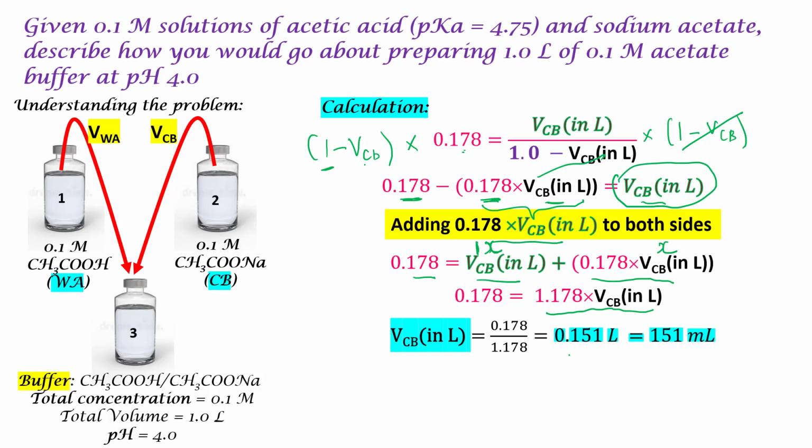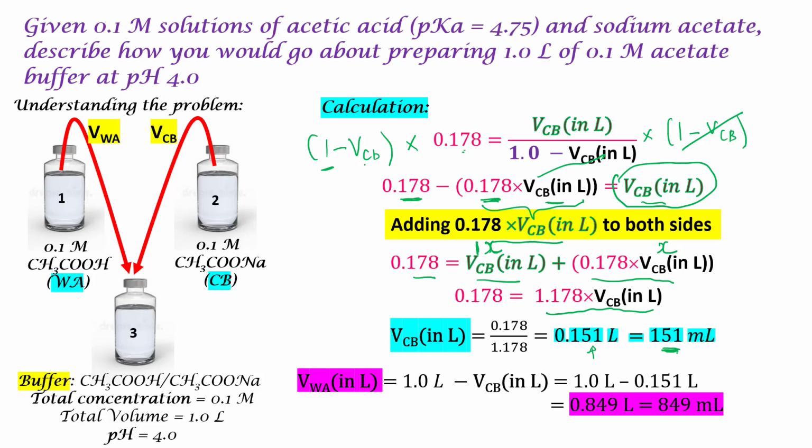If you take the ratio of that, because the volume is in liters, this is going to be 0.151 liters. If you convert that into milliliters, that's going to be 151 milliliters. So if VCB is 151 milliliters, what is VWA? We know that VWA is 1 minus VCB. So in the place of VCB, we're going to substitute the 0.151 from that equation. When we solve this, it tells us that the volume of the weak acid is going to be 849 milliliters.